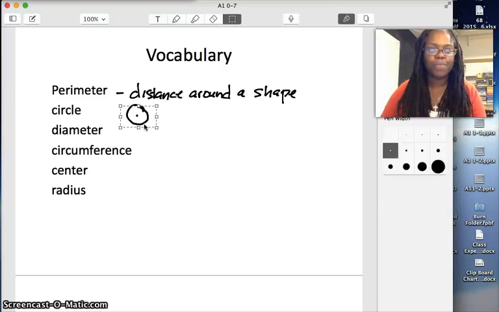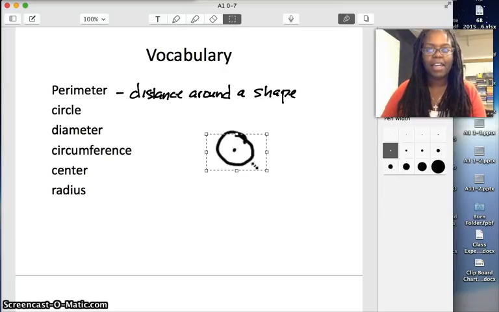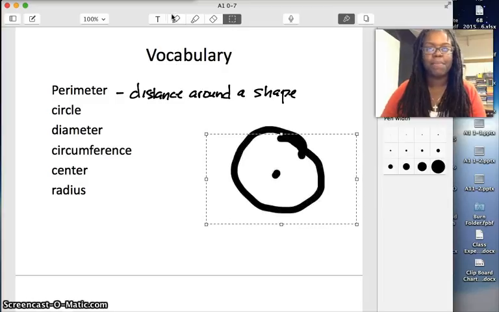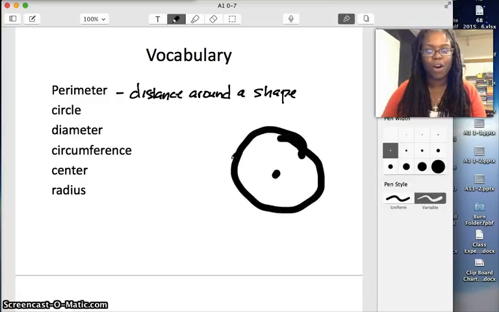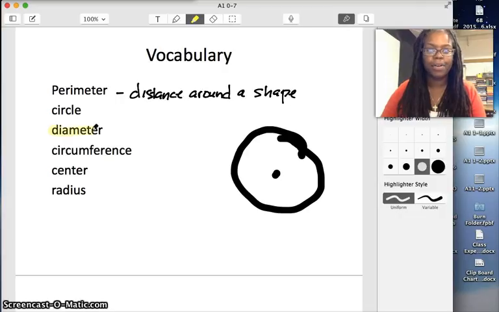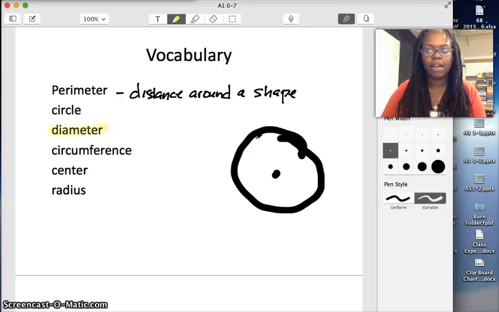When I have a circle, right, I have parts of the circle that I need to keep in mind. And those parts of the circle are here. So for us, let's highlight diameter. And diameter is this yellow line right here. It goes directly through the center of the circle. It's straight and it touches either side.